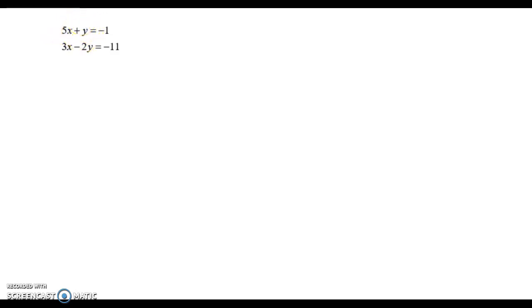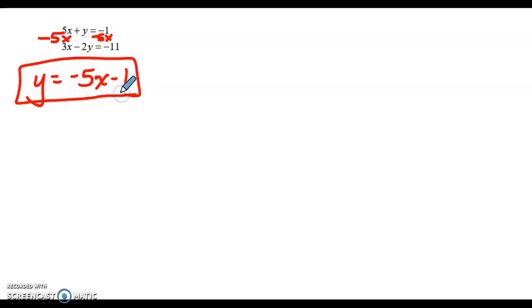So what I'm going to do to both sides is subtract 5x. And what I get as a result is y equals negative 5x minus 1. And I'm going to box that off. I go into my second equation that I was not working with, and I take the y out. Put parentheses in its place. Everything else stays the same. I still have a 3x minus 2 parentheses equals negative 11.